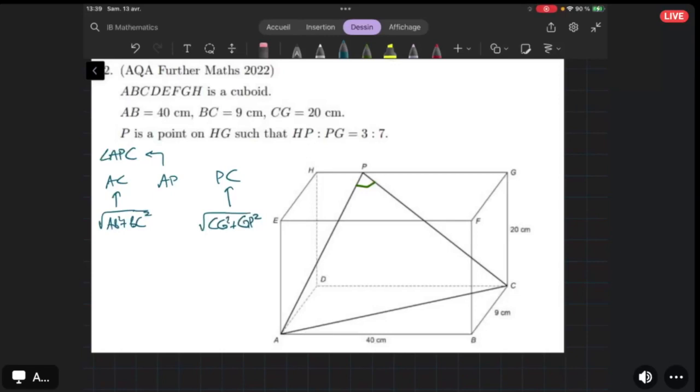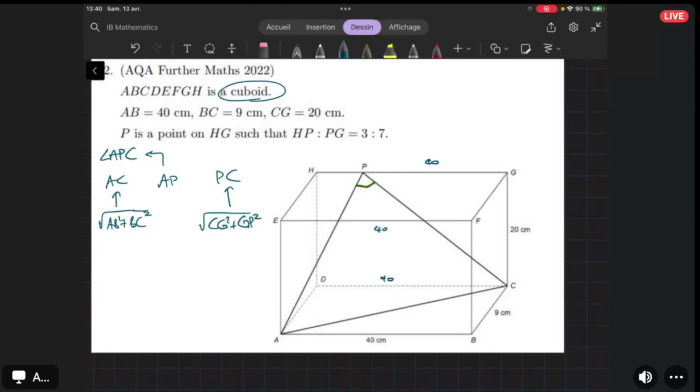What is the total length of HG? 40? We know it is a rectangular prism. In the UK, they call it a cuboid. I don't know why they call it a cuboid. It sounds cute? Hey, cuboid sounds cool. But AB is congruent to CD is congruent to GH is congruent to EF. So all four of them are 40. That's very useful information for us.